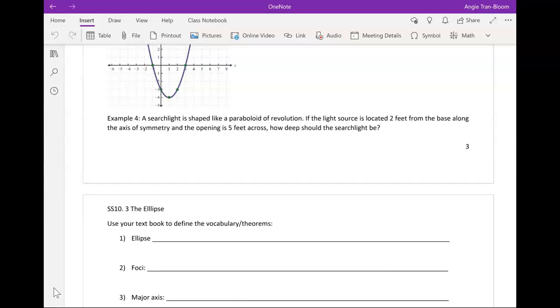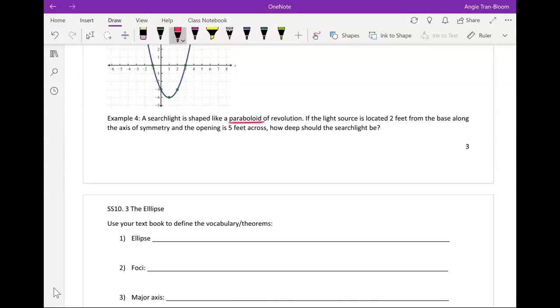A searchlight is shaped like a paraboloid, it's just a parabolic shape, okay? So it's a parabola shape of revolution, just fancy in terms of parabola. If the light source is located 2 feet, so this is what I want you guys to know right here. Light source is located 2 feet from the base along the axis of symmetry, and the opening is 5 feet across. How deep should the searchlight be?